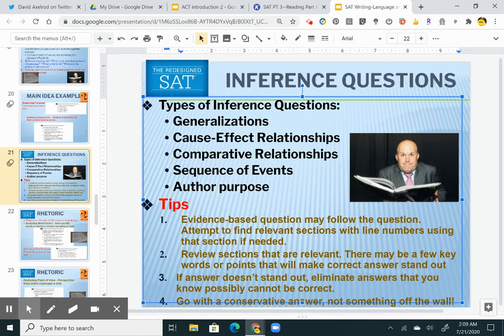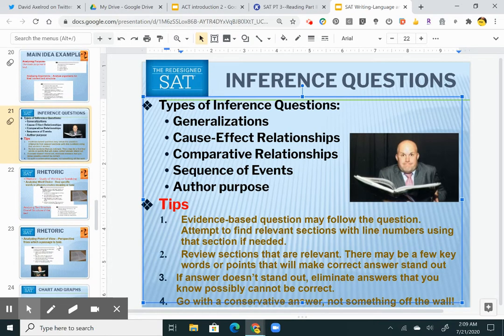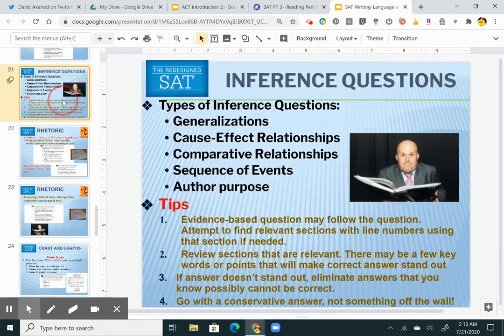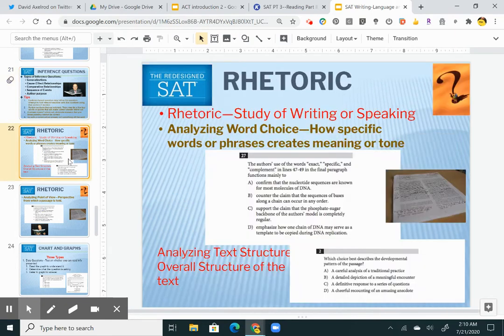Reviewing sections that are relevant, keywords or points. If the answer doesn't stand out, eliminate ones that can't possibly be correct. So go with the conservative answer, not with something off the wall. So something that makes sense within the context of the passage.